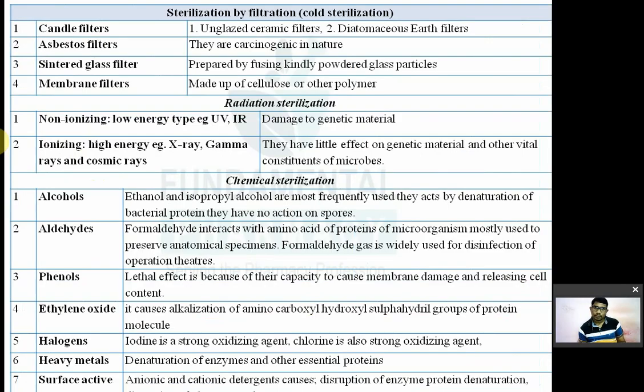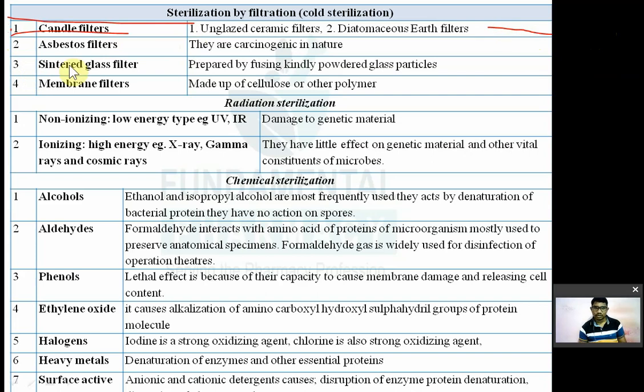Now another method is there, sterilization by filtration, तो इसको भी कोल्ड स्टरलाइजेशन बोलते हैं. Sterilization by filtration. There are some bacteria-proof filters. First one is the candle filters. So in that you use unglazed ceramic filters or diatomaceous earth filters. तो ये उसके टाइप्स हैं.